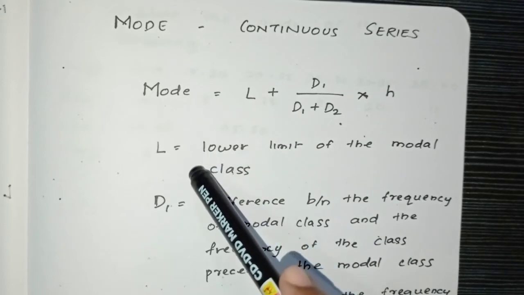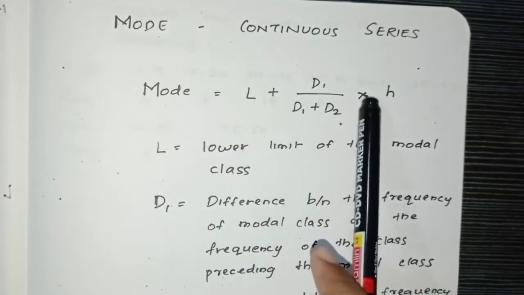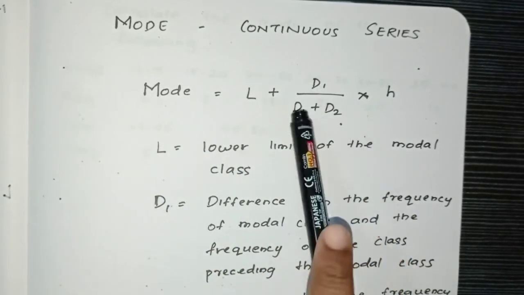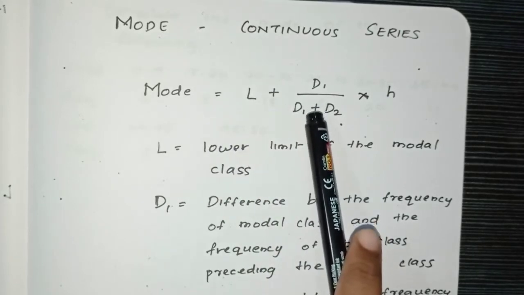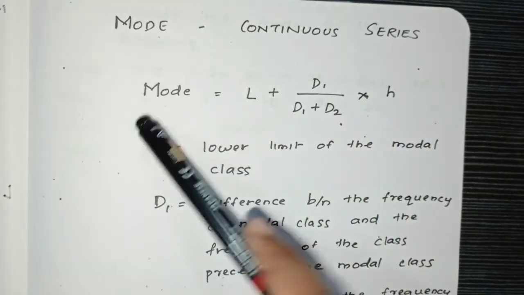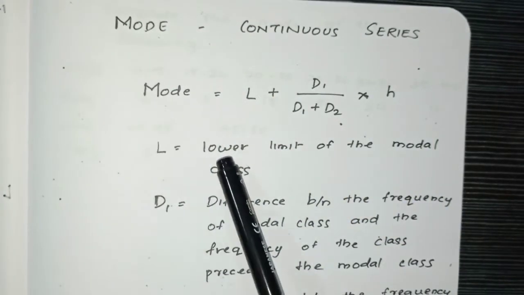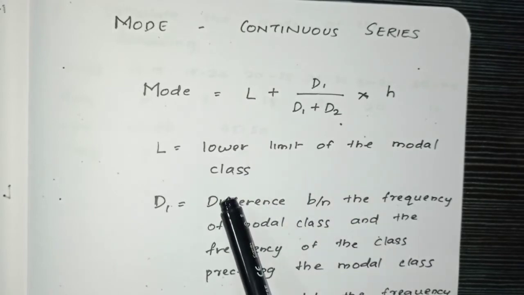And this is the next step, that is mode for continuous series and how to calculate it. Okay, so please by heart this formula, mode equal to L plus D1 divided by D1 plus D2 into H. Now we should know what is this L. So here L means lower limit of the modal class, that is L.